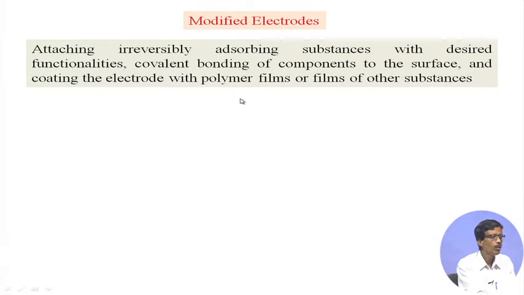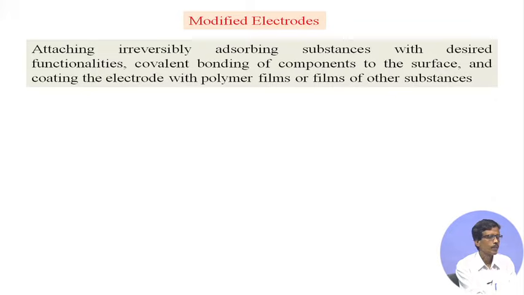The electrode is small, it can be your micro electrode, but still we can go for modification on the surface. So, irreversibly adsorbing substances with desired functionalities. So, you have the adsorption and you attach something such that your adsorption will be more, or sometimes covalent bonding of components to the substance. That means the molecule whose electroactivity we are looking for can be attached covalently to the electrode surface.